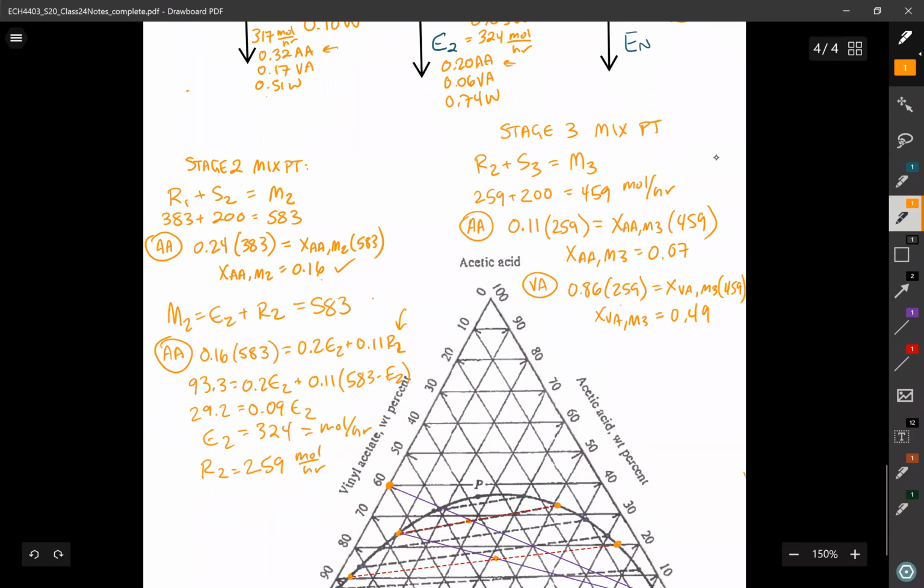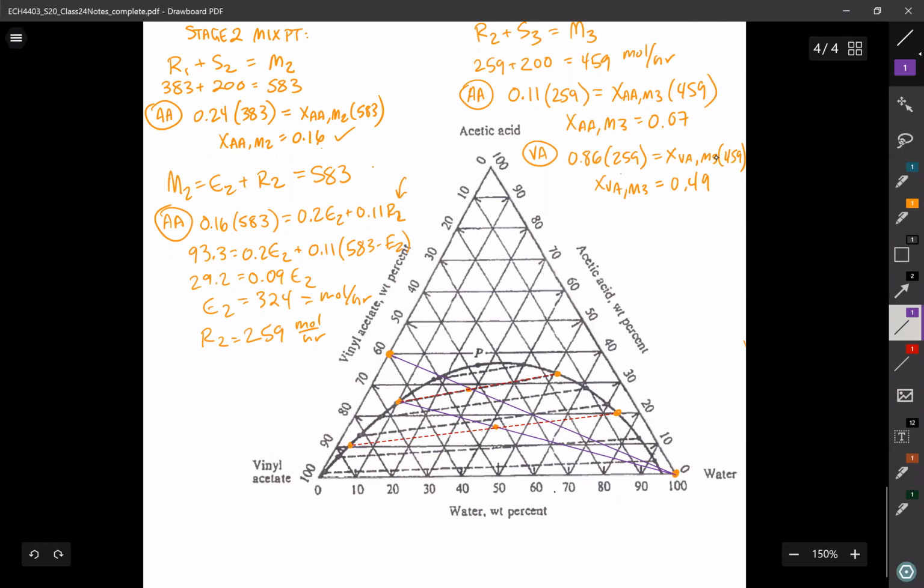All right, so I've got two coordinates just to double check. This time I am mixing R2 with S, so that's my third mixing line. 49% vinyl acetate is about there, and thankfully it corresponds with about 6% acetic acid. Now if I draw my tie line such that it looks like it fits in about there, I can look at my extract composition and see that I've got 95% vinyl acetate.